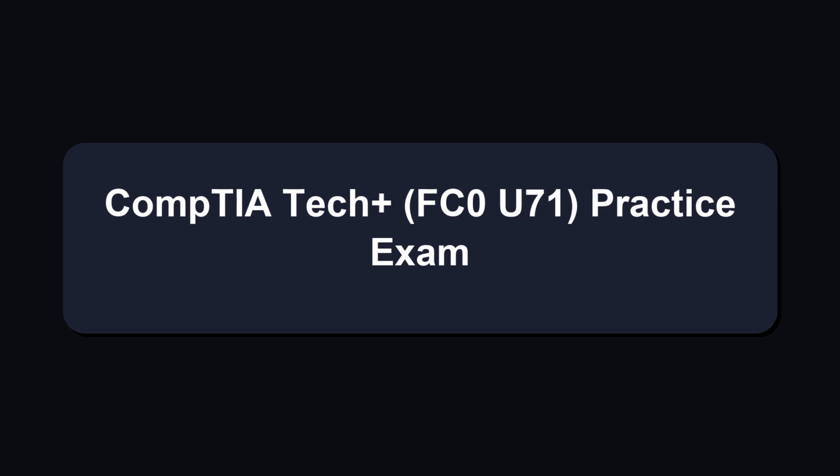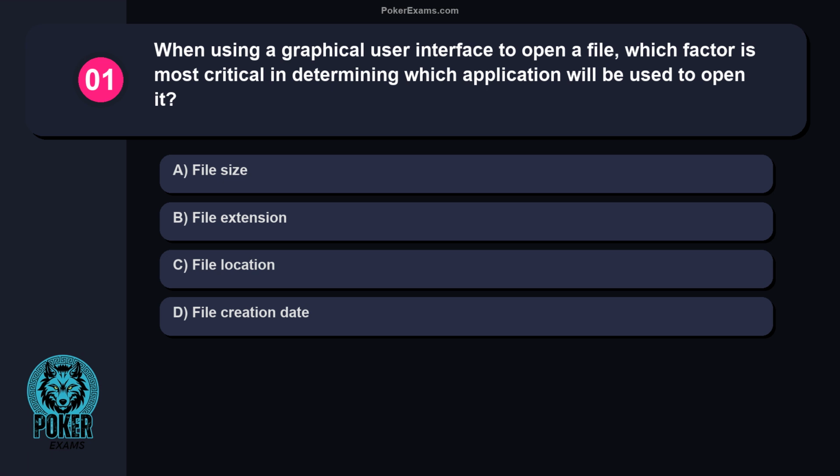FC0-U71 Practice Exam. Question 1. When using a graphical user interface to open a file, which factor is most critical in determining which application will be used to open it? File size, file extension, file location, file creation date.